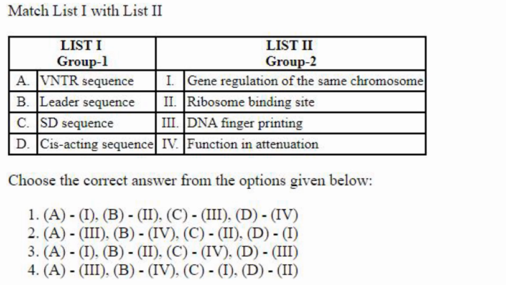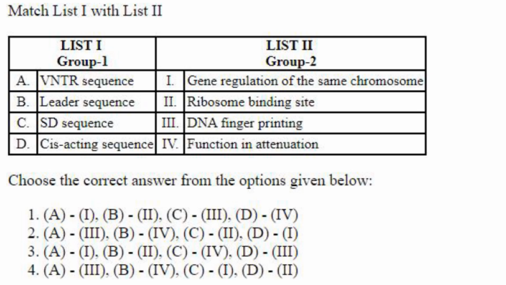Then leader sequence, yes, it functions in attenuation. If you remember your tryptophan operon, you can find the leader sequence there. The leader sequence is involved in the attenuation reaction. So B4. So in options 2 and 4, B is 4. Okay, we will see C. SD sequence is your Shine-Dalgarno sequence. And what have they given? Ribosome binding site. Yes, C2. That is where the ribosome binds. So C2 is the answer.